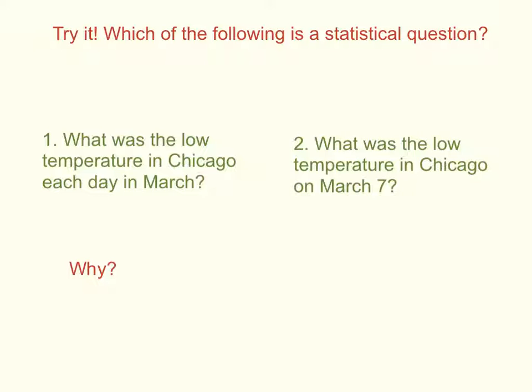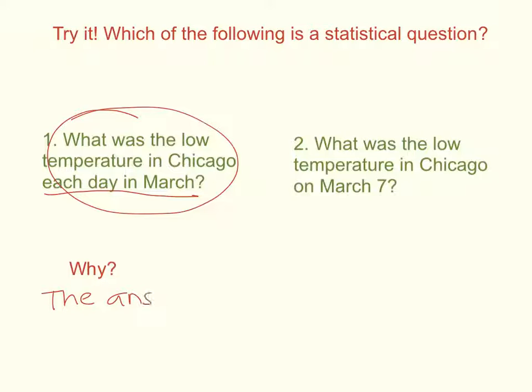Okay. The correct answer is that our statistical question is number 1. What was the low temperature in Chicago each day in March? The reason why this is a statistical question is because the answers can vary. It could have been 30 degrees, it could have been 10 degrees, it could have been 25. We would have a whole bunch of numbers. The answers can and they will vary.